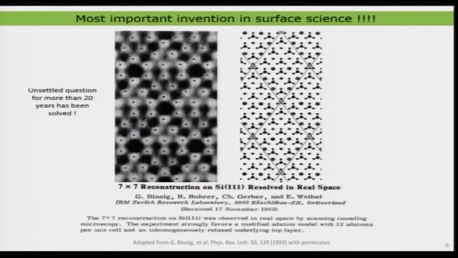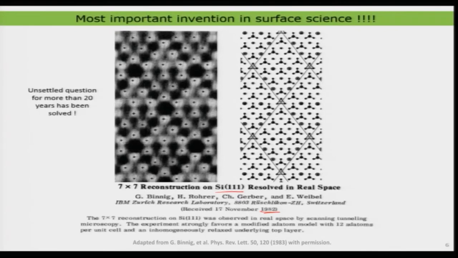Now I'll show you one of the most important discoveries that was triggered during this time. You can see the publication is from 1982. Immediately after they invented this microscope, one of the surfaces they looked at was the silicon 111 surface, and not just the normal silicon 111 surface, because by now you know that silicon 111 gets a very stable reconstruction known as the 7x7 reconstruction. So the 7x7 reconstruction was for the first time ever resolved in real space.